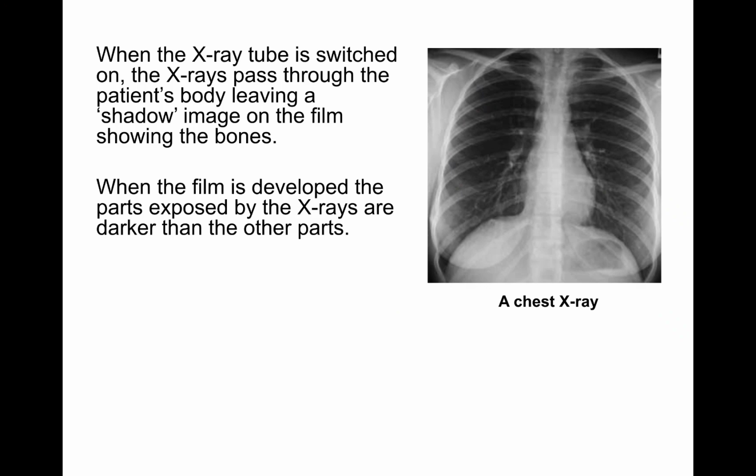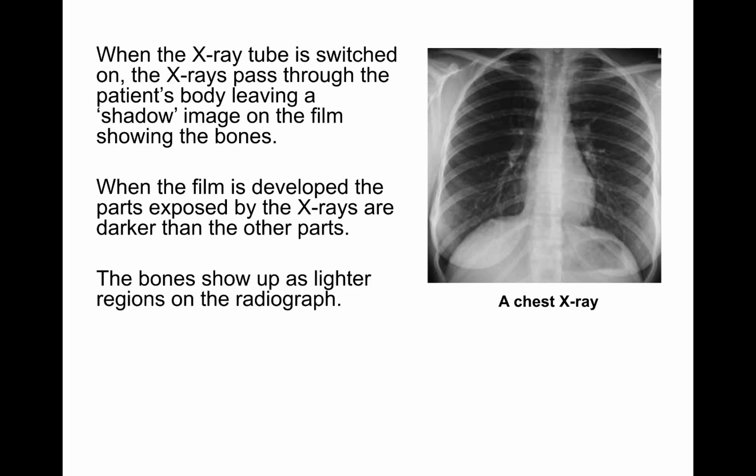So when the film is developed, the parts exposed to the X-rays are darker than the other parts, and the bones show up as lighter regions on the radiograph. So basically on the right hand side, the dark areas are where the X-rays have managed to get through, in between the ribs and out the other side to the photographic plate, and the parts that are white are where no X-rays have gone through and they've been absorbed by the bone, which lets us see the bones. So it's quite simple really, but obviously very useful in dentistry and in a hospital setting.